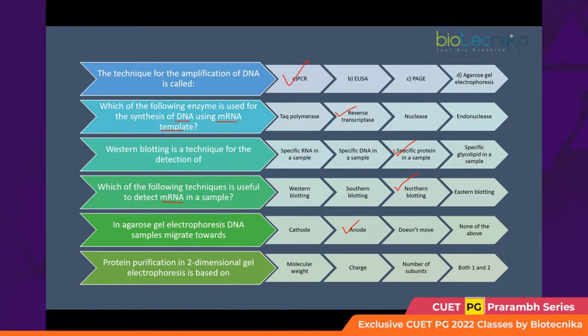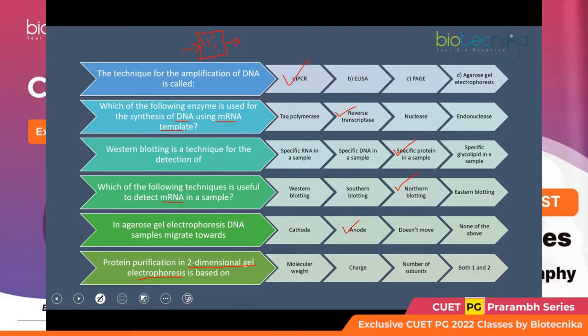Okay, next, the protein purification in two-dimensional gel electrophoresis. So what is two-dimensional gel electrophoresis? Here what we do is we do not use SDS, so we do not give an equivalent negative charge to all the proteins. First of all, we will let the gel undergo electrophoresis like this, and we will let the proteins isolate on the basis of their charge.